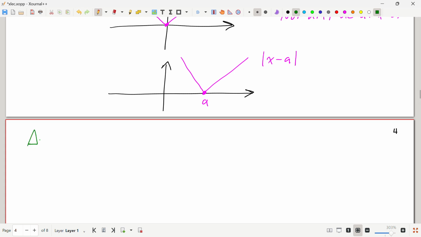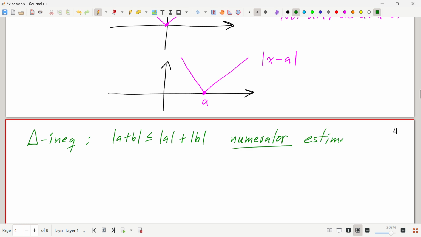Well, I like to think of the triangle inequality as a numerator estimate. So A plus B is less than or equal to absolute A plus absolute B, that is a numerator estimate. And I like to think of the other one, the absolute value of A plus B is greater than or equal to the absolute value of A minus the absolute value of B, as a denominator estimate.